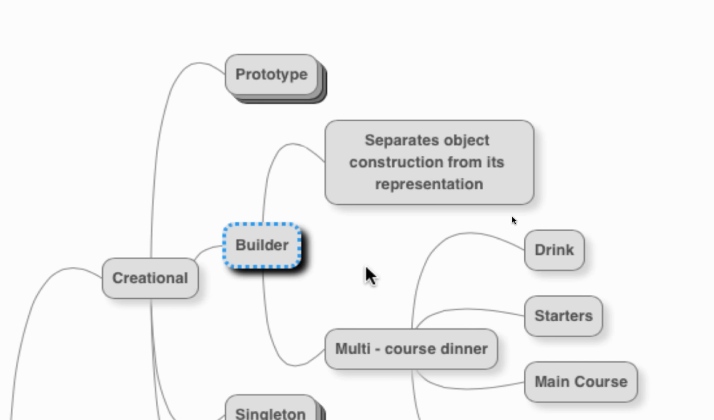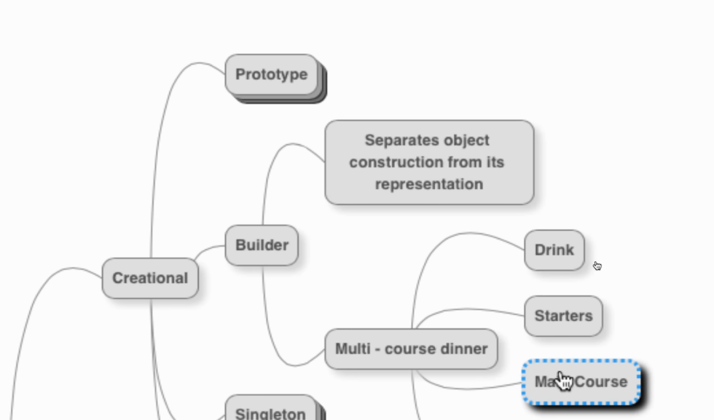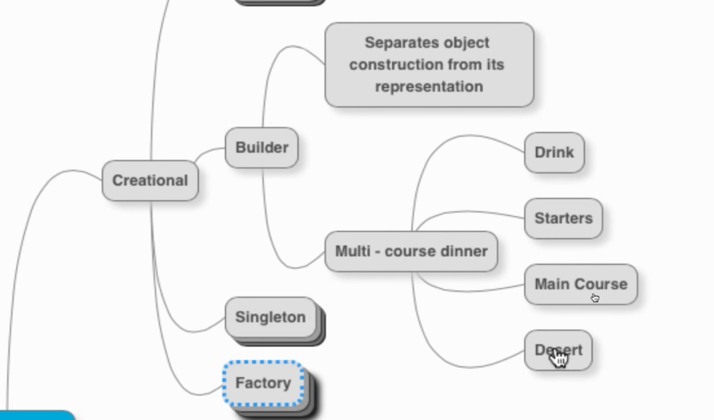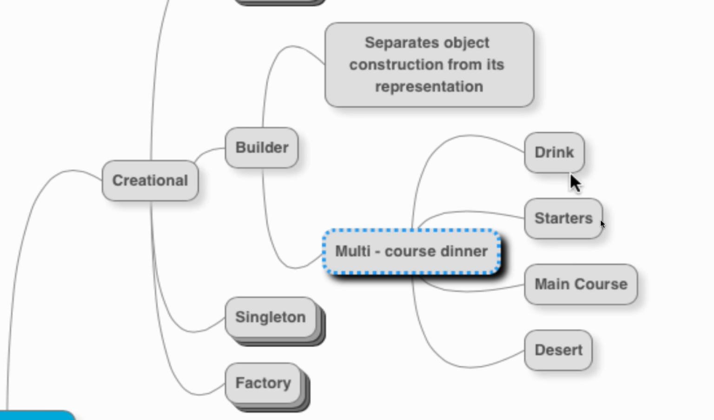Like in object-oriented programming, when we are using domain-driven design or something of that kind, we have a composite structure of objects. So if, let's say, I have a multi-course dinner, a multi-course dinner would contain a drink, a starters, main course, and a dessert. So these are the different parts of the class for multi-course dinner. So the creation of this particular class would be really complicated.